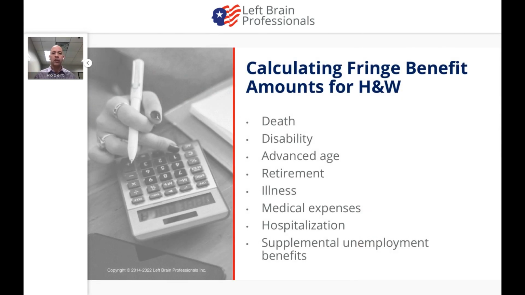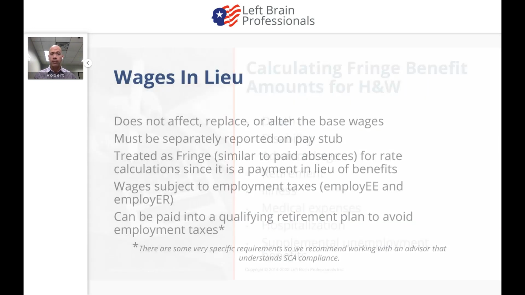So some of the things that count as qualifying fringe benefits for H&W: death or life insurance, disability, advanced age, retirement, illness. So that illness could be, again, one of those supplementary AFLAC type of policies. Medical expenses, again, that can be one of those AFLAC or other supplemental type policies. Hospitalization, such as regular health insurance, and supplemental unemployment benefits.